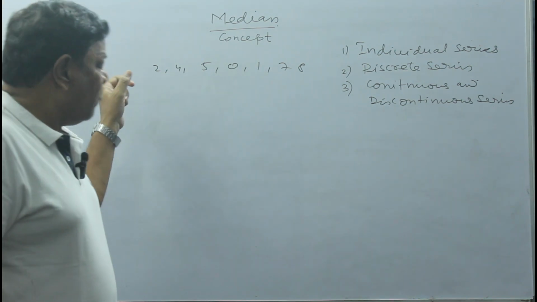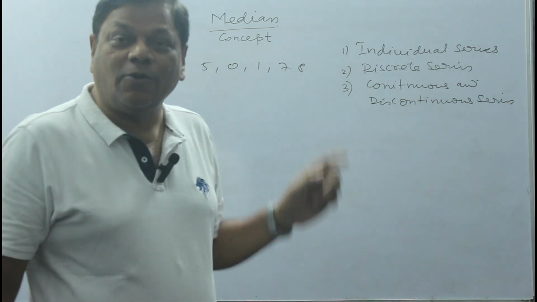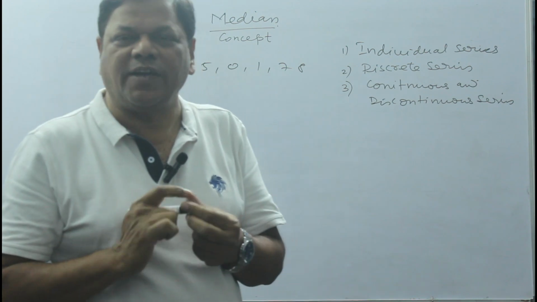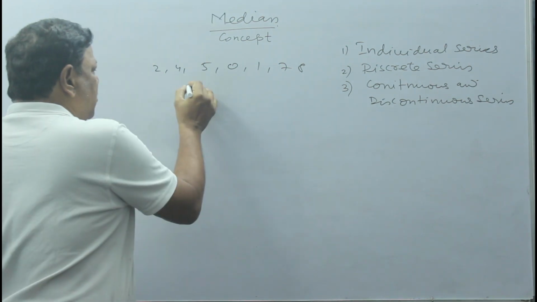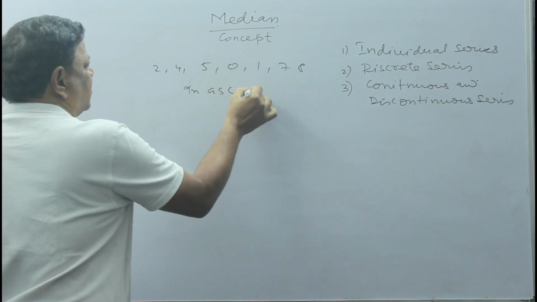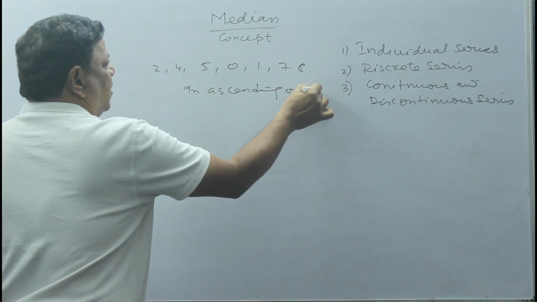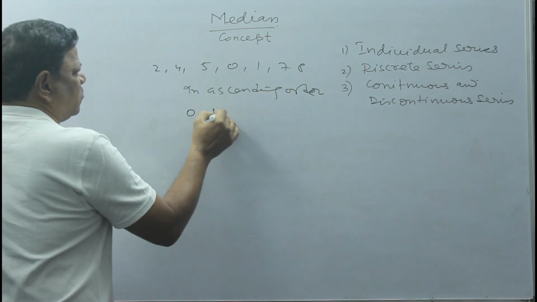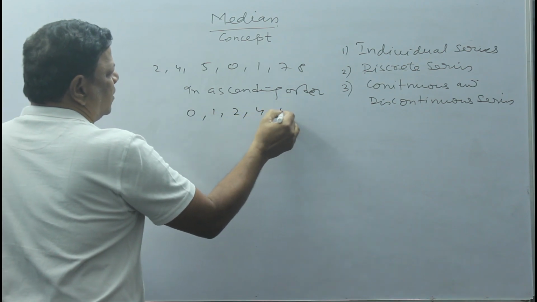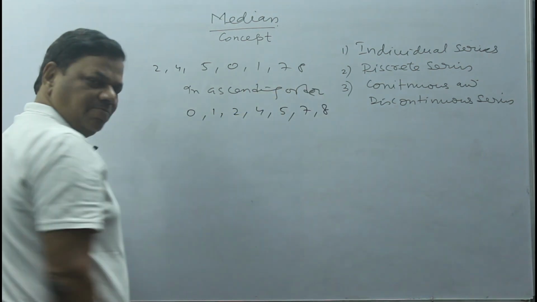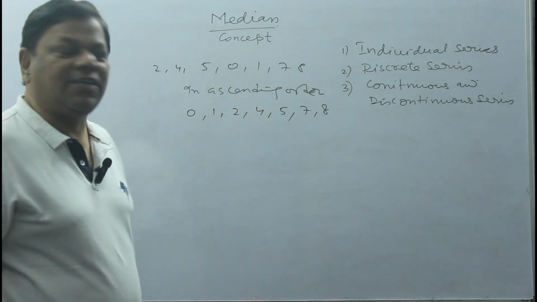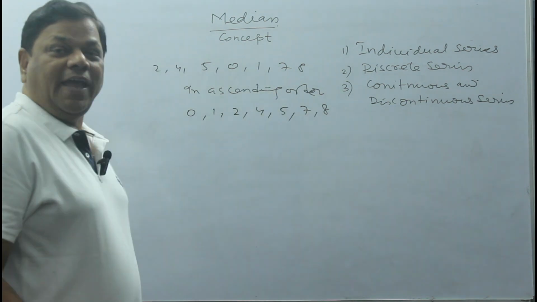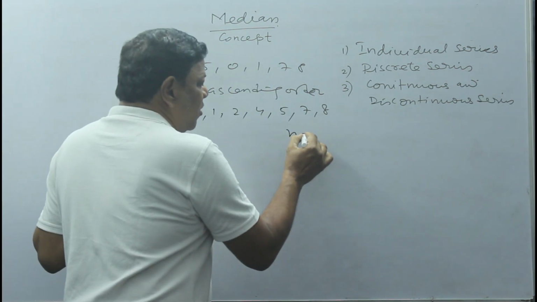Now, if I want to say you that you have to find out median. Median means the middle value. Middle value you have to find out. First, we have to arrange this in ascending order. That means 0 first, 1, then 2, then 4, then 5, then 7, and then 8. Now you have to count how many are there: 1, 2, 3, 4, 5, 6, 7. So n is 7. N is number of observation.